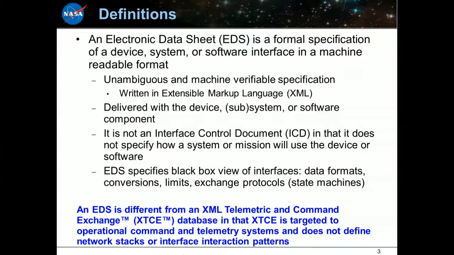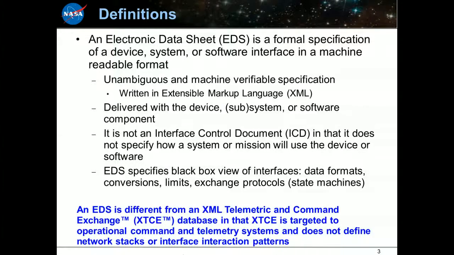So what is an electronic data sheet? It's a formal specification of a device or software interface in a machine-readable format. It's unambiguous and machine verifiable. We picked XML. There's many other things we could have picked, but we picked one. You can generate code from this for many different interfaces or languages. It's delivered with a device, a subsystem, or a software component. So they go together. It's not an ICD.